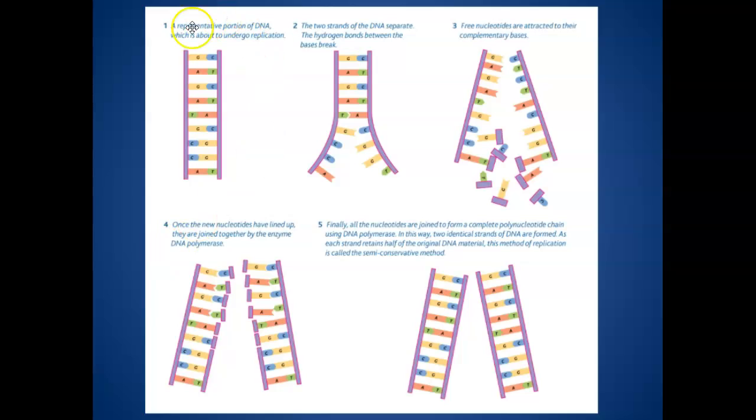Here's just a nice picture summarizing it, right? Here's our DNA in its kind of ladder form. Helicase would come in and break open these hydrogen bonds. DNA polymerase is going to come in and start matching up the nucleotides and is going to start gluing them together, okay? And at the end, we have 2 strands of DNA. They both look exactly the same.